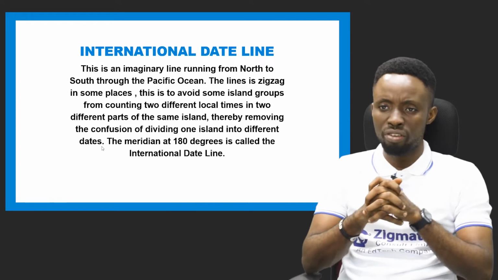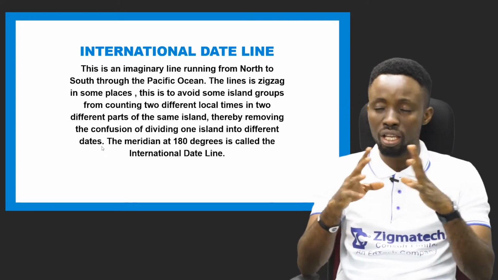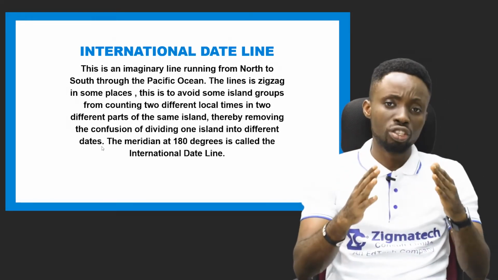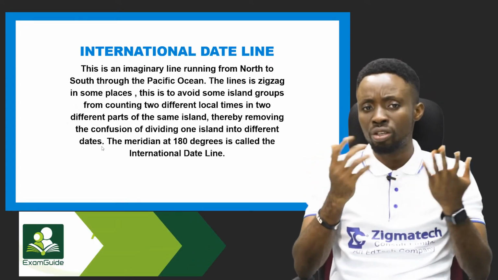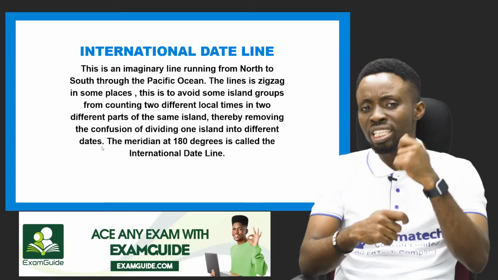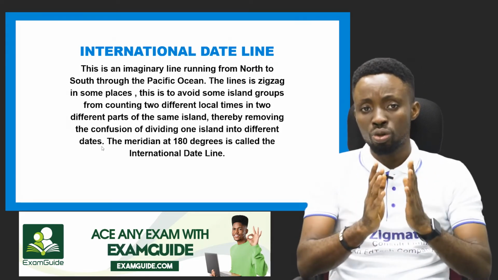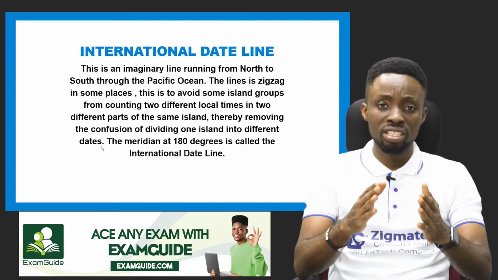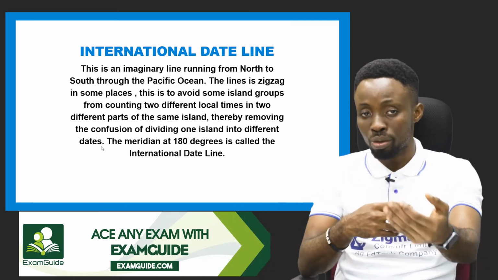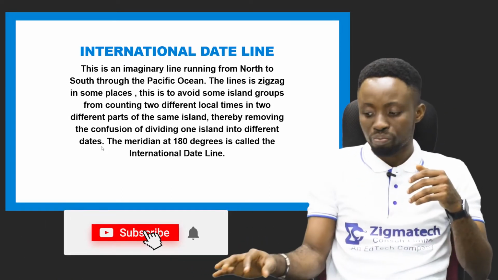Now, this is one specific thing about the international date line. When you cross the international date line, you're actually a day ahead or a day behind. So you either gain 24 hours of the day or you lose 24 hours of the day. So that's one of the reasons it's actually in a zigzag format when it's crossing some countries in the Pacific.